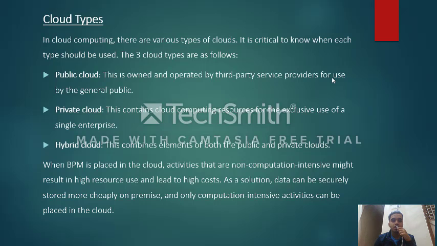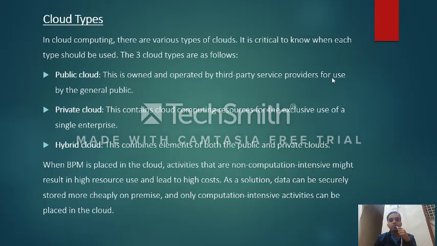Number one is public cloud, which is owned and operated by third-party service providers for use by the general public. Number two is private cloud. This contains cloud computing resources for the exclusive use of a single enterprise. The last one is hybrid cloud. This combines elements of both the public and private clouds.